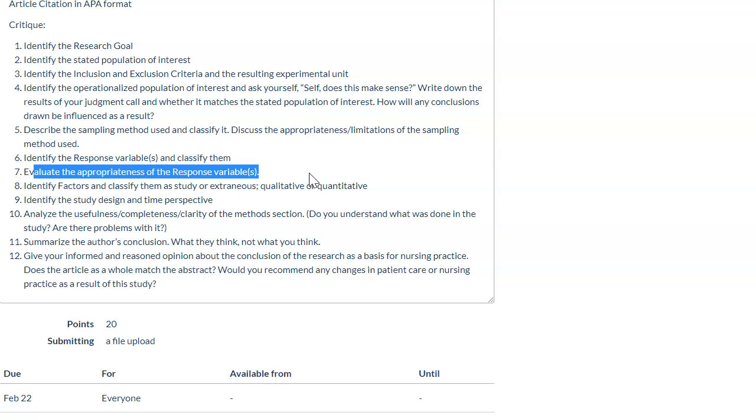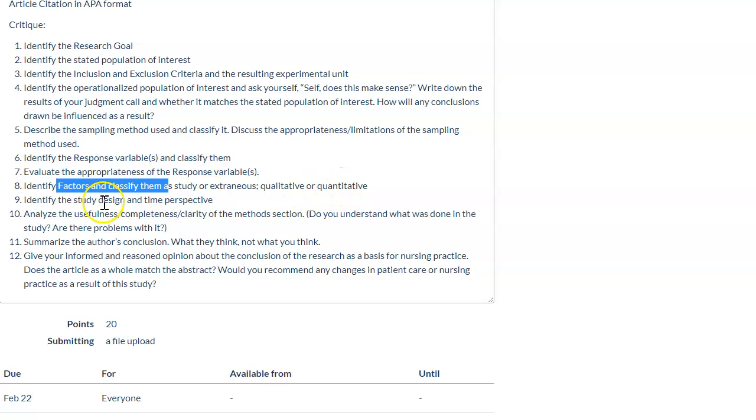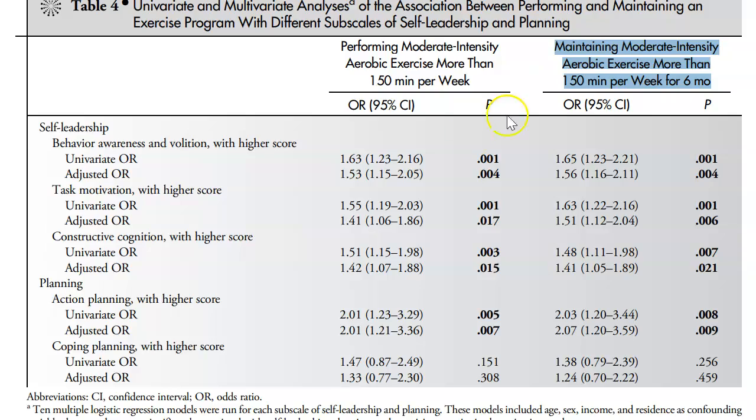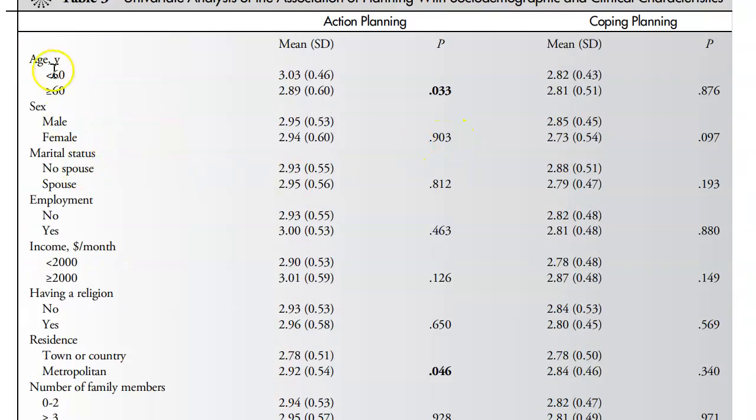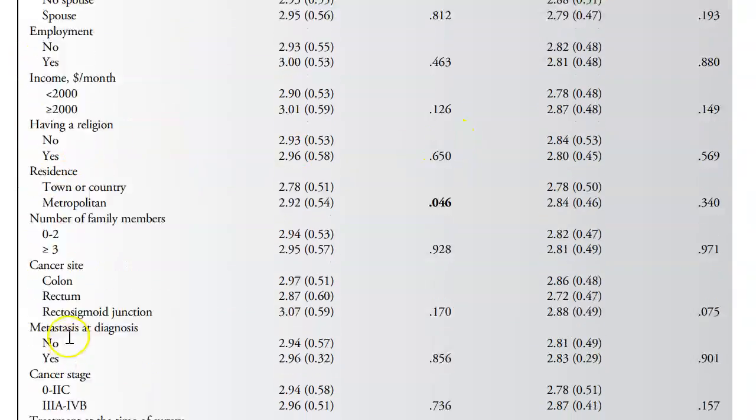Next, we have identify factors and classify them as study or extraneous. So the factors in this case were self-leadership and planning. And both of those, they measured on scales, so you can consider those quantitative. So sure, they're quantitative. And then the other was the extraneous variables. And going back to the article for just a moment, remember that table? All of these things were your extraneous variables.